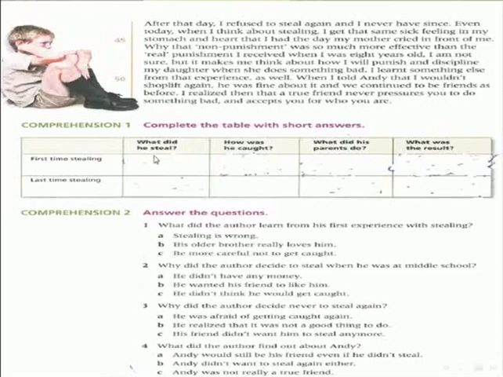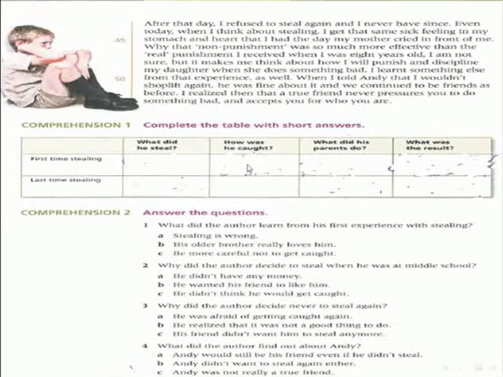What did he steal? First time, a music cassette. A music cassette for Michael Jackson. And what did he steal next or last time? We write here also a cassette. Just in the text, a cassette only. But the first time it was mentioned, a music cassette.